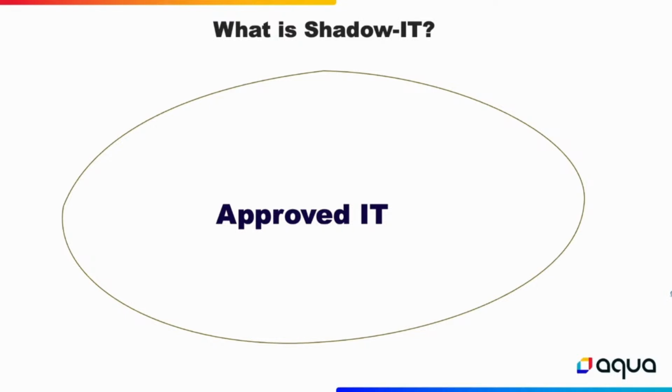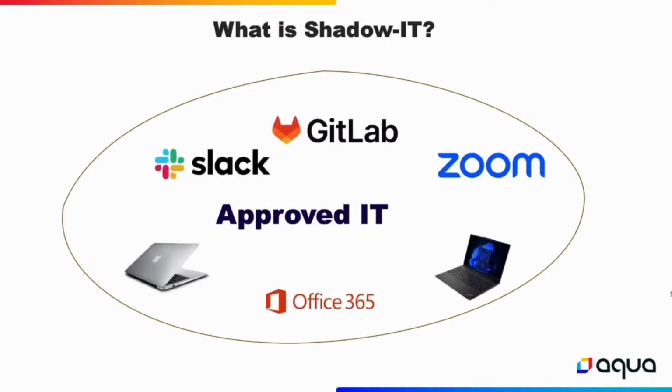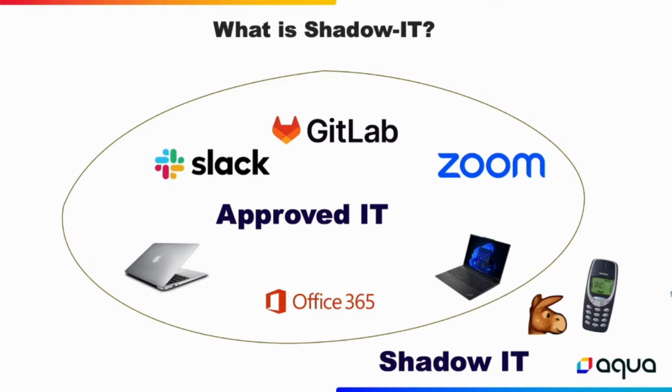Approved IT includes any device or software that the organization has approved for use and can use to monitor and control. Shadow IT includes unmanaged software and devices that employees use without the company's acknowledgment or oversight. We found that in addition to the devices, personal GitHub repositories of employees can sometimes be considered shadow IT.